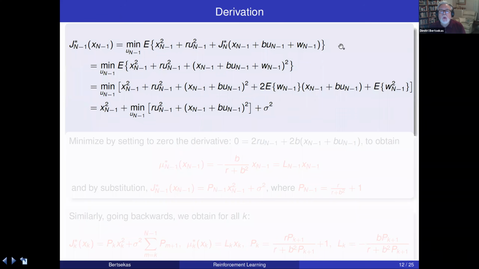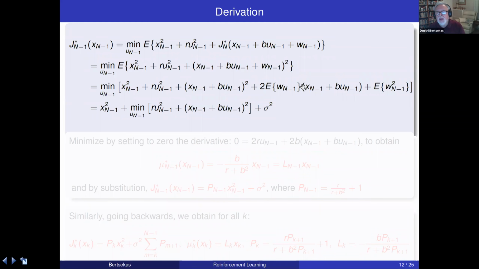Okay, so we have the first step of the dynamic programming algorithm at time N-1. That's what we minimize. This is the system function, and JN star is a quadratic, right? So we can write this as so. And now I expand this quadratic. There's the square of this term, there's a square of wN-1, and there's a cross term. And then I take also the expectation inside.